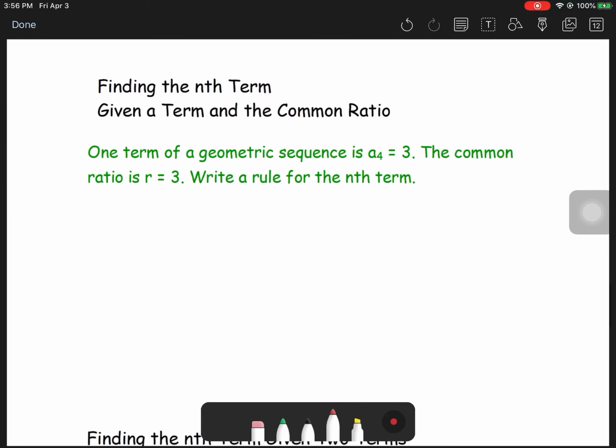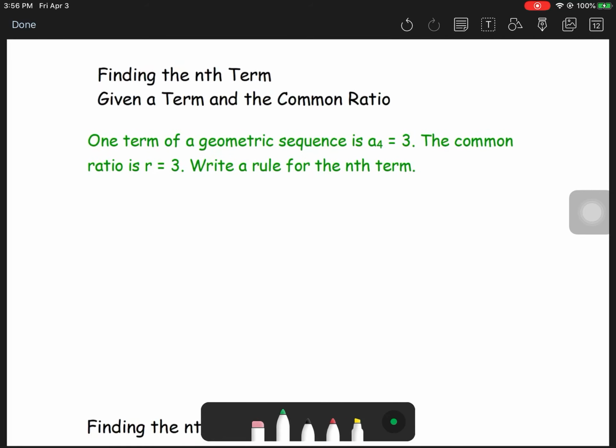All right, let's try a couple of different kinds of problems. So this one says they're going to give us the term, and then they're going to give us the common ratio. So they gave us the fourth term as 3, and then they said the ratio is 3. That means that we're multiplying by 3 each time. So to get the fifth term, 3 times 3 would be 9. To get the sixth term, 9 times 3 would be 27.